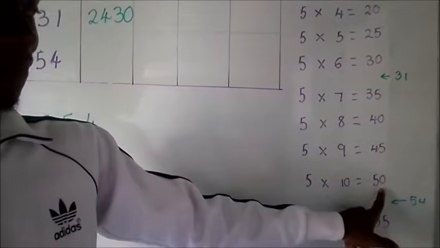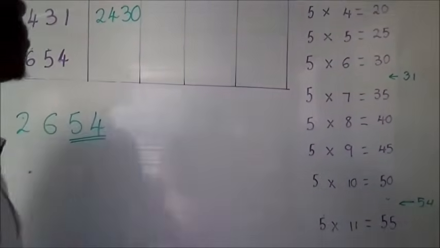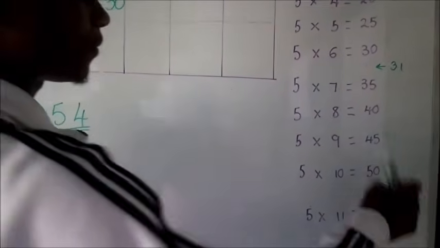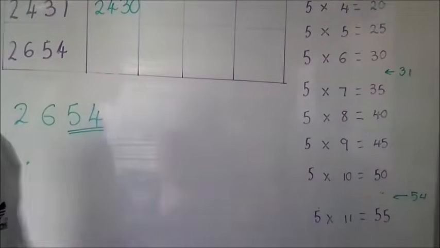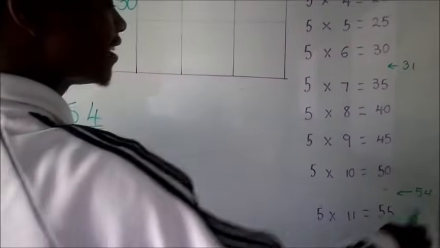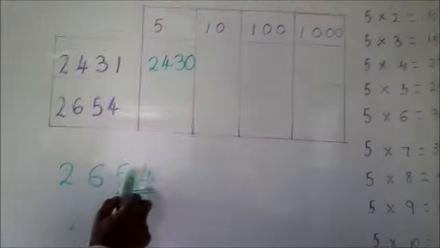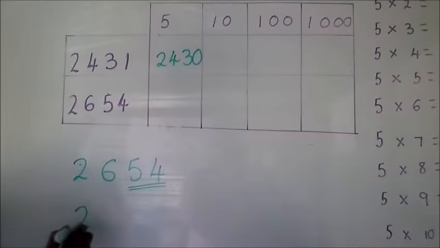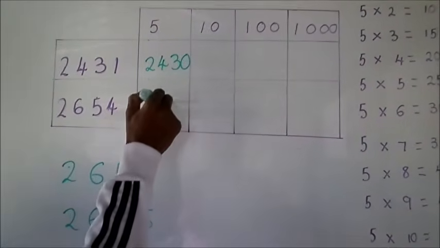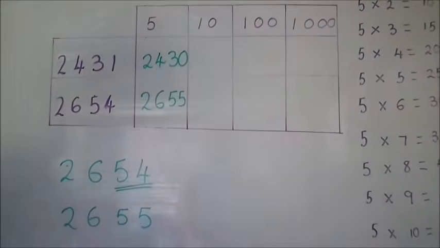Let us count from 50 up to 54: 50, 51, 52, 53, 54. You need to move 4 places to go to 50. How about from 54 to 55? That's 54, 55. You just move one place to go to 55. So that means 54 is nearer to 55 than to 50. So when we round off, 2654 is gonna round up to 2655. This is 2655 to the nearest 5.